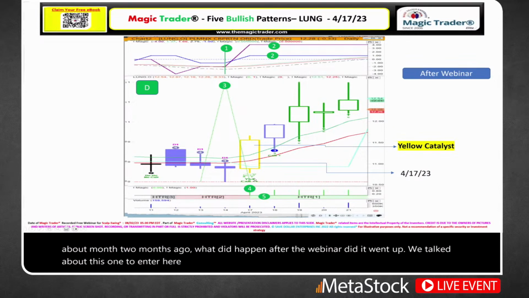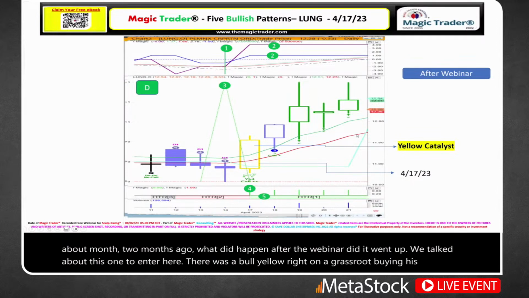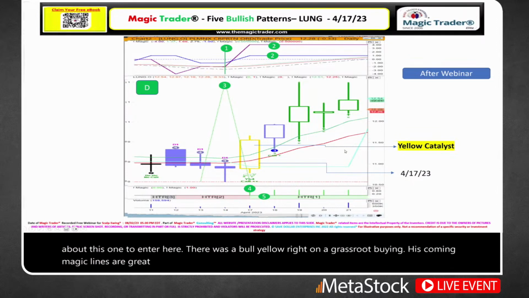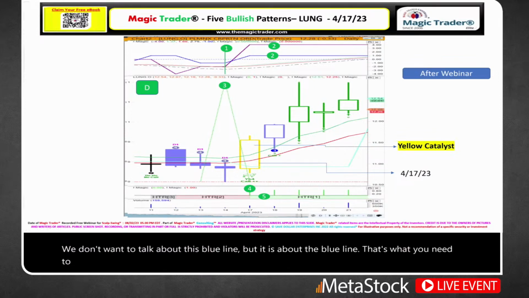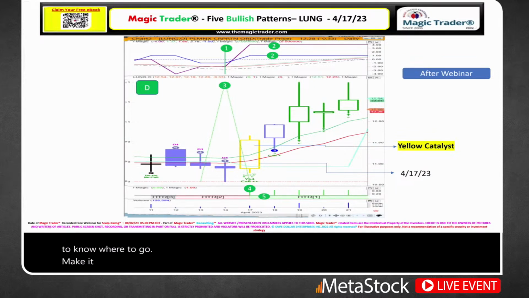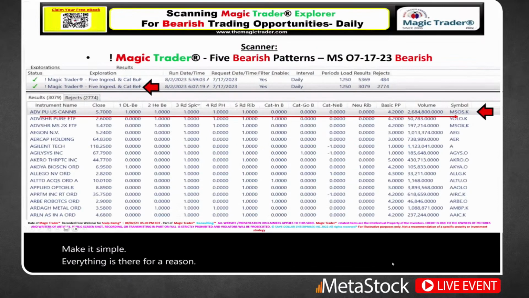There was a bull, yellow, right? On a grassroots, buying is coming. Magic lines are great. Green over red, good to go. Right? We don't want to talk about this blue line, but it is about the blue line. That's what you need to know. Good to go. Make it simple. Everything is there for a reason. It's kind of overwhelming for some, but once you know, it is the same thing.